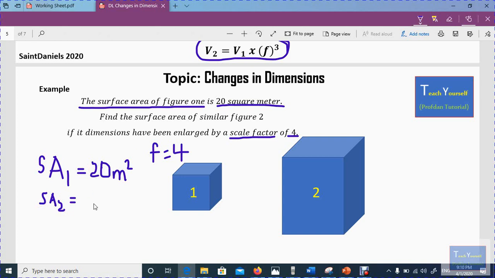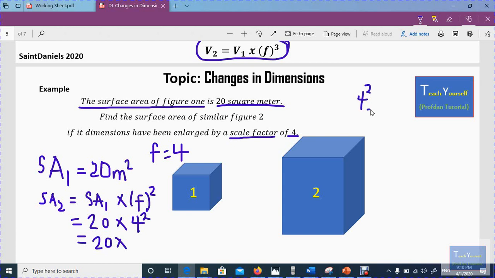Simply use your formula. Surface area of the second figure is going to be surface area of figure 1 times the square of the scale factor, because here we are dealing with surface area. And so this is going to give you that of figure 1, 20, times the scale factor has been established as 4, all squared. And this is going to give us 20 times 4 squared, okay, is what?